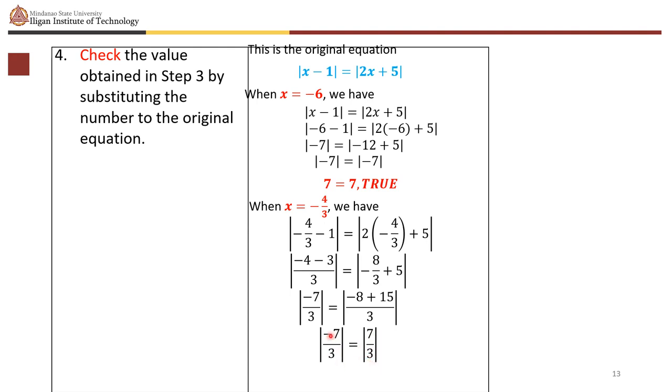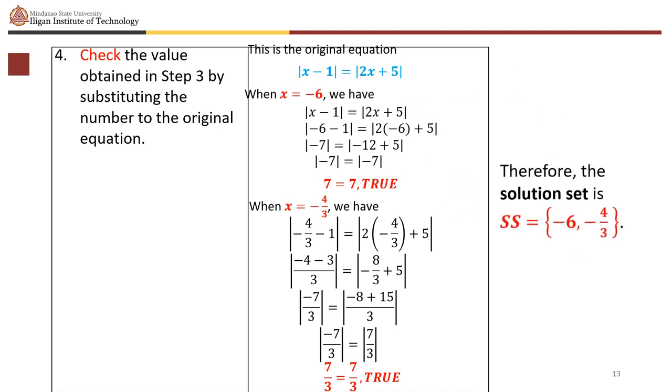On the other hand, this is negative 7 over 3, but that is actually equal to the positive value of 7 over 3, and we also have equals 7 over 3, which is indeed true. Therefore, the solution set is the set containing negative 6 and negative 4 over 3.